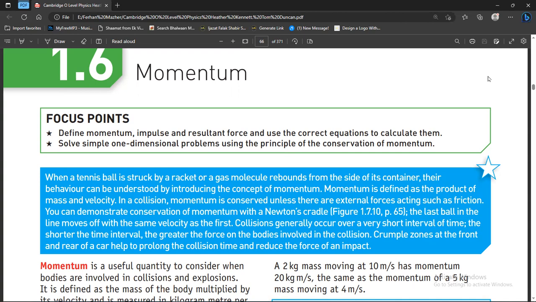Collision generally occurs over a very short interval of time. The shorter the time interval, the greater the force on the bodies involved in the collision. Crumple zones at the front and rear of a car help to prolong the collision time and reduce the force of an impact.